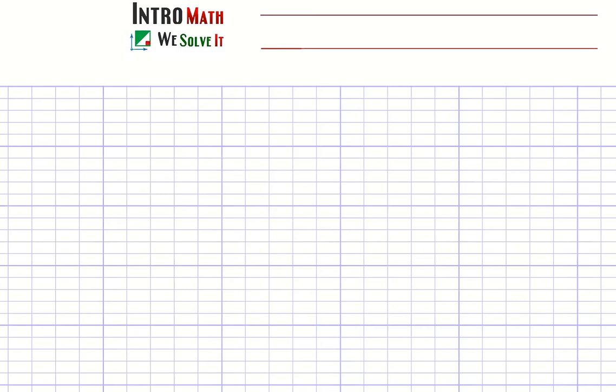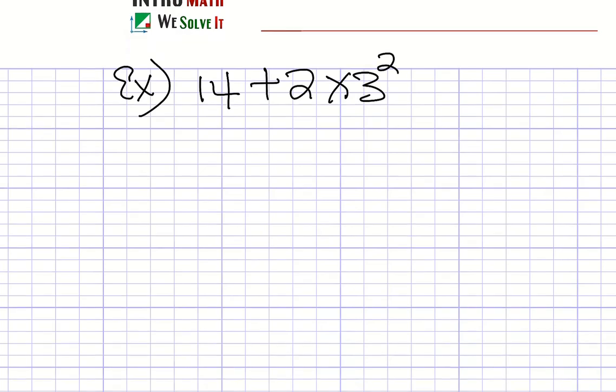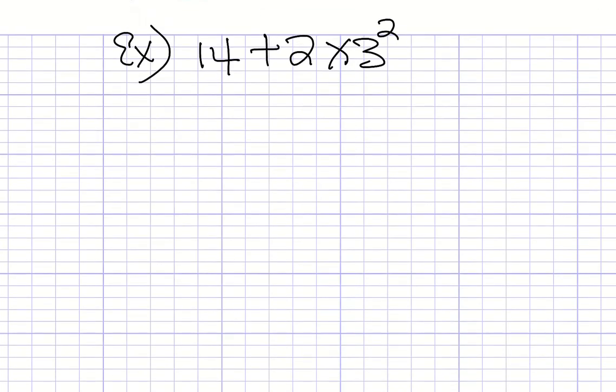Okay, so let's do an example. This is example 14 plus 2 times 3 squared. Again, what you do, they say exponent first. We don't have any brackets, so the next is the exponent. So you say 3 raised to power 2 is equal to 9. You rewrite the problem: 14 plus 2 times 9. That's all.